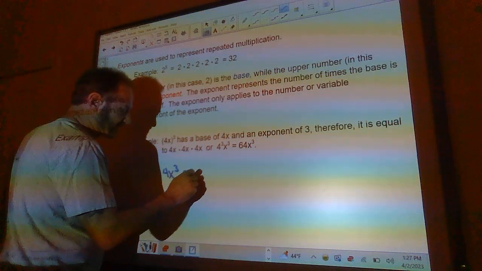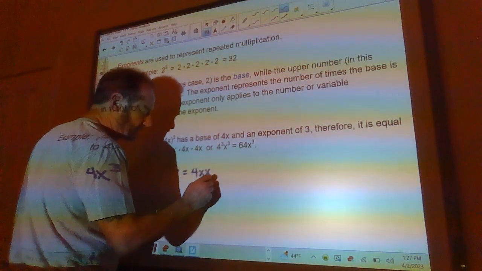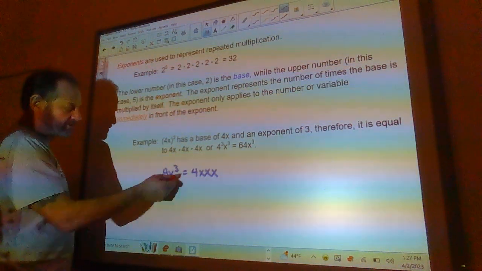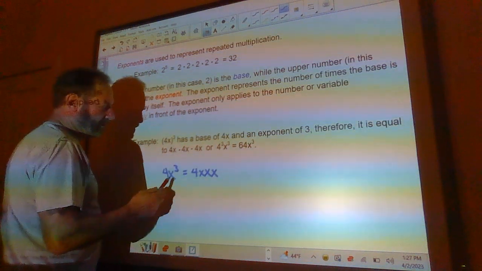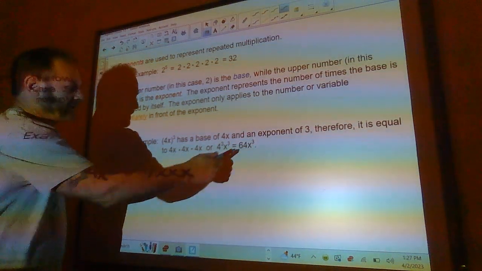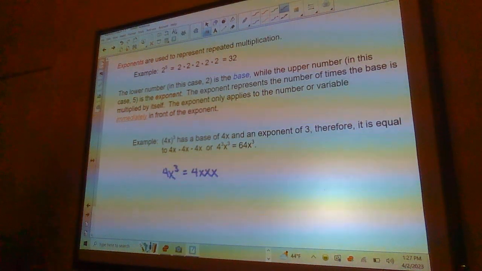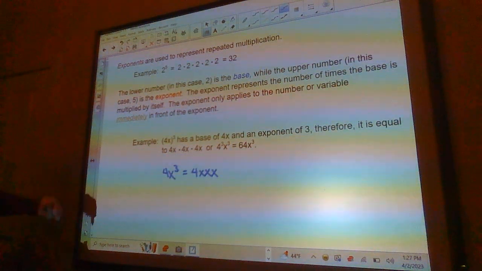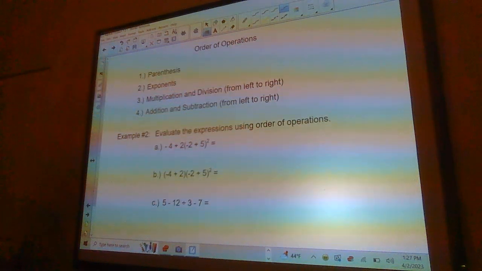Okay, so if I were to write this out, this would mean this, okay, which is just that right there. This is that times that times that. That's why you get the 64x to the third power. So be very careful of that.